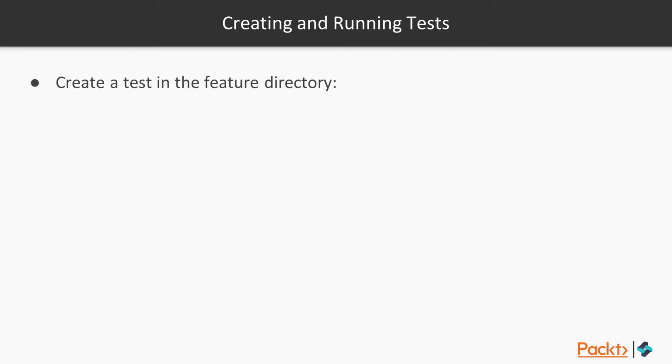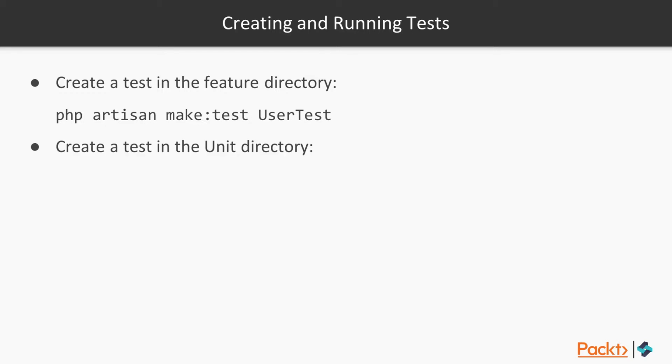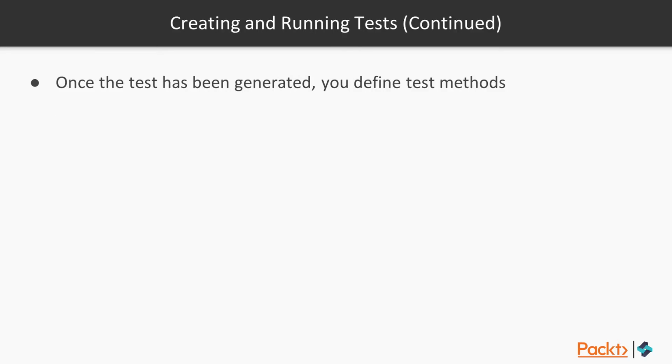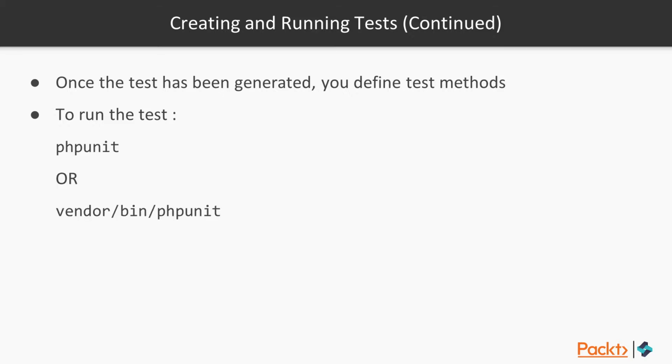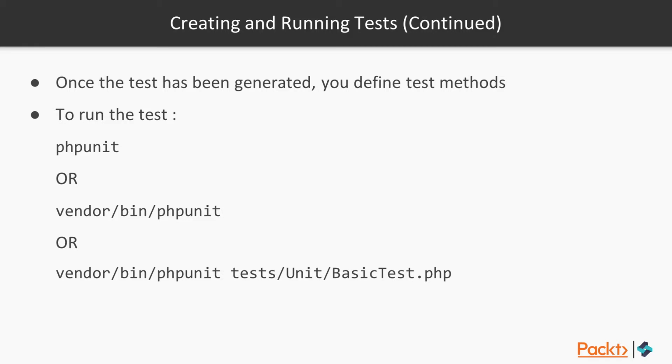To create and run tests, we can create a test class by using the artisan command php artisan make:test. To create it under a specific directory, you can use this command. Once the test has been generated, you write the test methods and run them either using the phpunit command or the full path, vendor/bin/phpunit. And if you want to run a specific test suite, you can specify that as well.